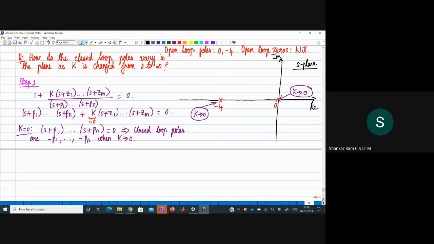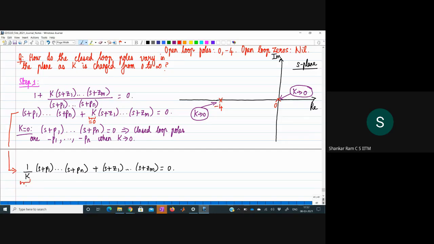are the two open loop poles. Now going back to the same equation, it can be written as 1 divided by k times (s plus c1) ... (s plus c1) plus (s plus z1) all the way till (s plus zm) equal to 0. Right? I'm sure all of us agree. I've just rewritten the same equation by dividing by k on both sides.